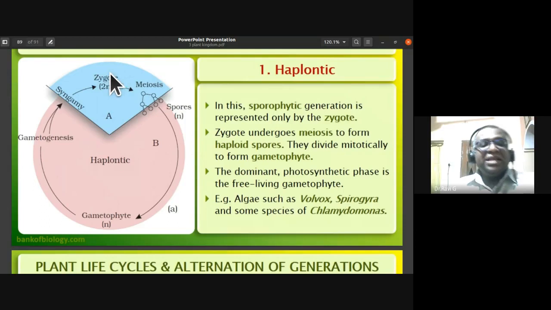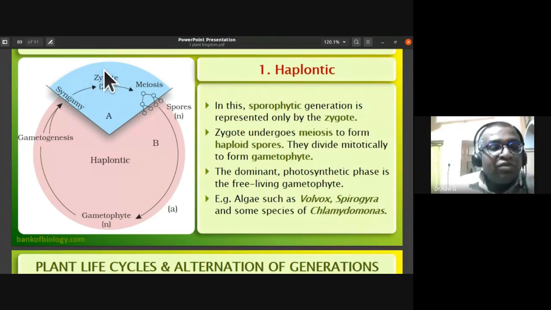So just take the examples here. The haploid spores germinate to form male and female gametophytes. The gametophyte, which is haploid, undergoes gametogenesis, that is by mitosis. They produce male gametes and female gametes. These two fuse, and we call it syngamy. When male and female gametes fuse, or undergo fertilization, that process is called syngamy. The product of syngamy is the diploid zygote.